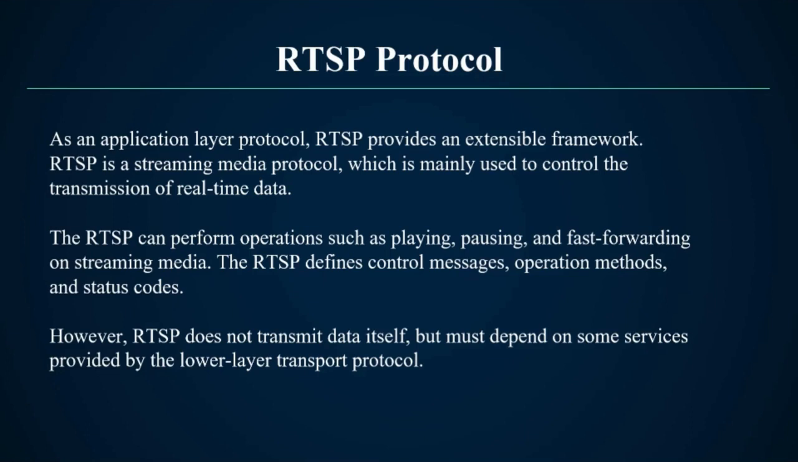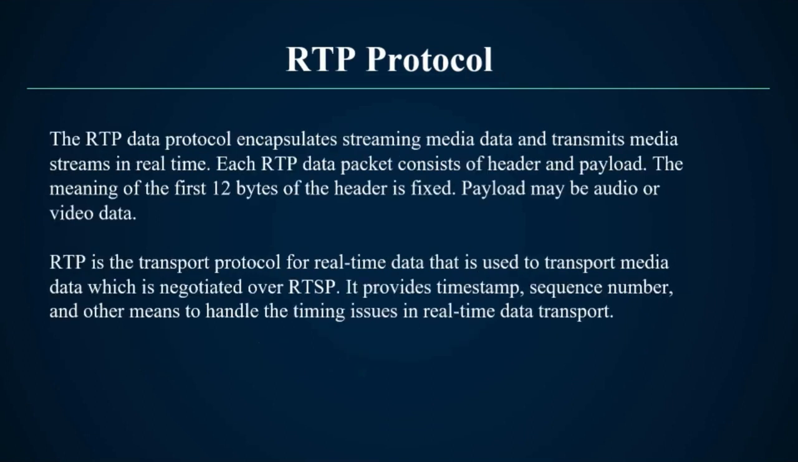So the question arises, which transport layer protocol does RTSP use for transmission? It uses RTP protocol for real-time data transmission. RTP data protocol encapsulates streaming media and transmits media streams in real time. Each RTP data packet consists of header and payload. The meaning of the first 12 bytes of the header is fixed, and the payload may be audio or video data.